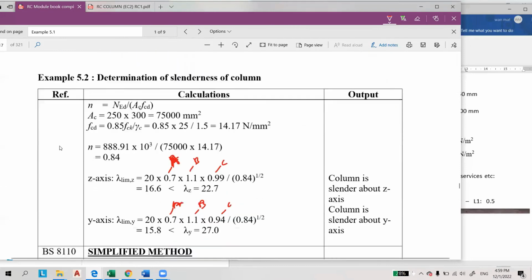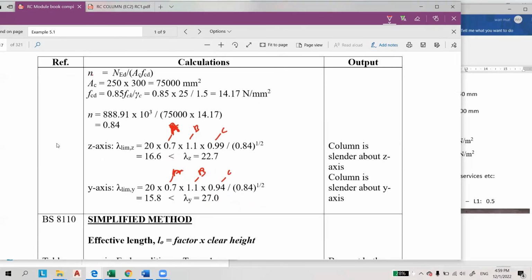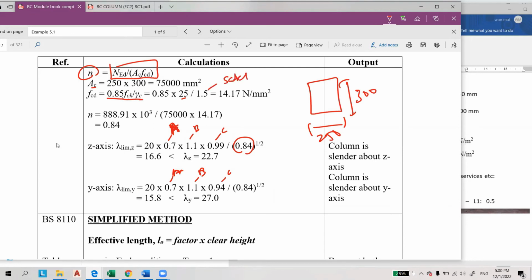Okay, n, and what is the value of n here? This is the n, the 0.84. How to get the 0.84 is by using this equation. Ac is equal to the size of the column, which is 250 times 300, and then fcd is equal to this. Just simply use this equation: 0.85 fck, where fck is the strength of concrete and γc is the partial safety factor.